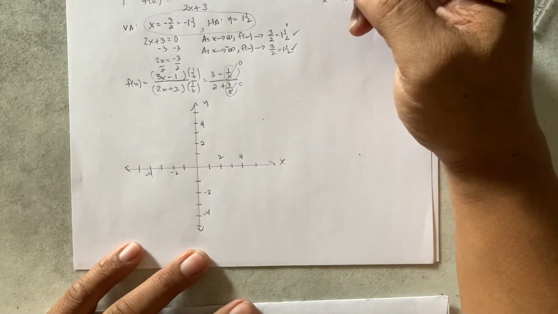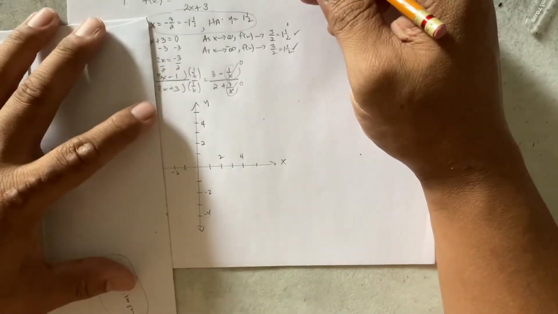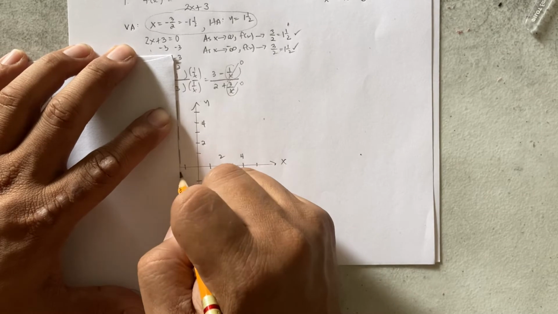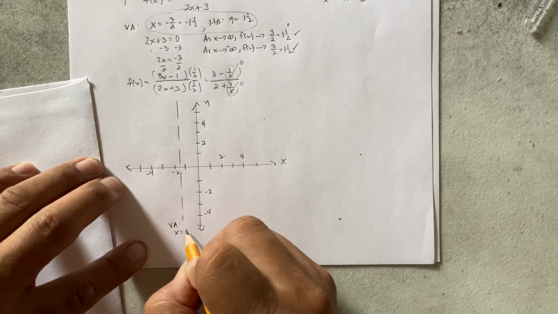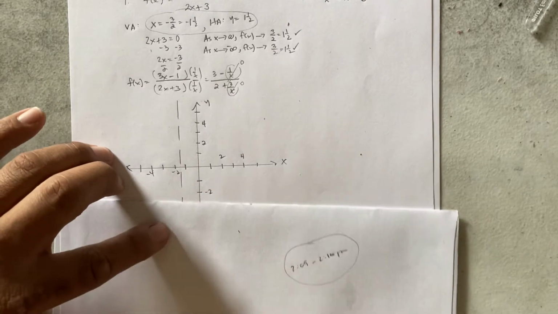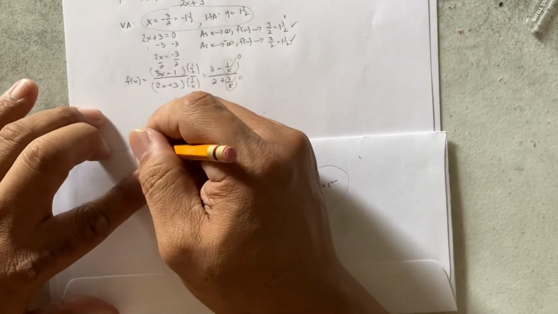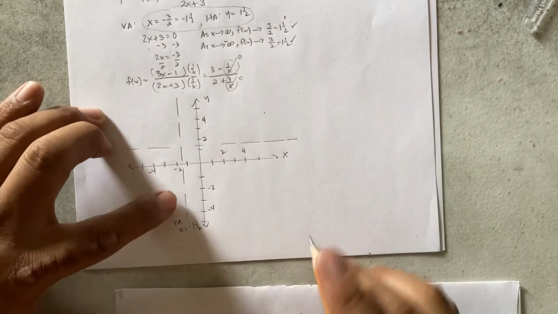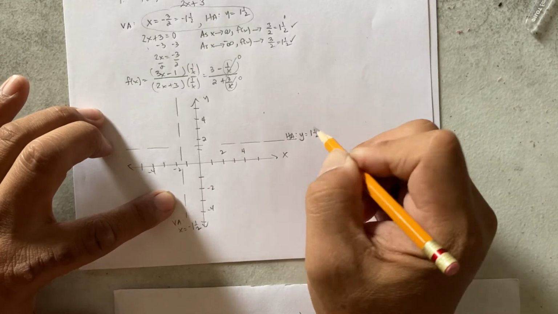Let's draw the vertical asymptote first. The vertical asymptote is negative 1 1/2, so this is negative 1 1/2 right here. And when we draw it, we draw dotted lines. So vertical asymptote x equals negative 1 1/2. And we draw the horizontal asymptote at 1 1/2 also. So HA is y equals 1 1/2.